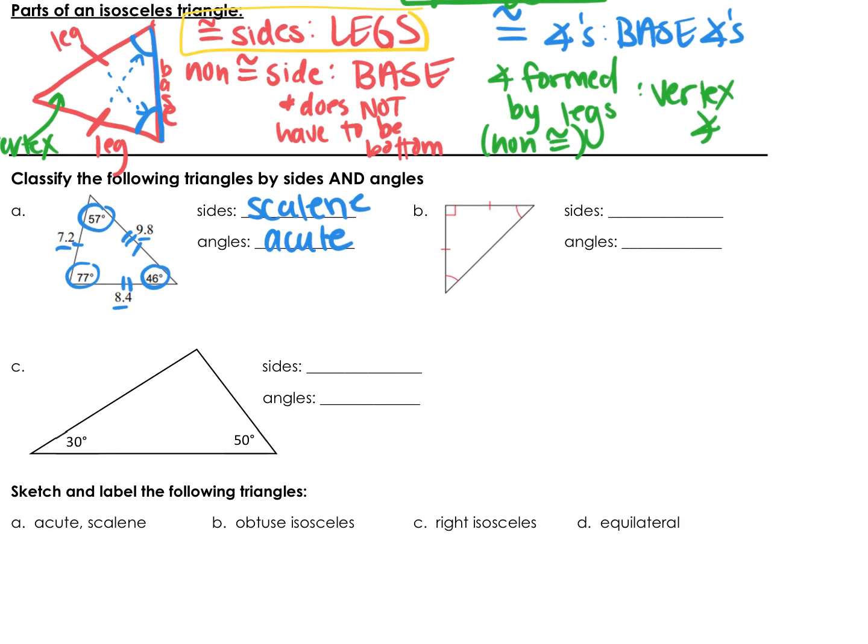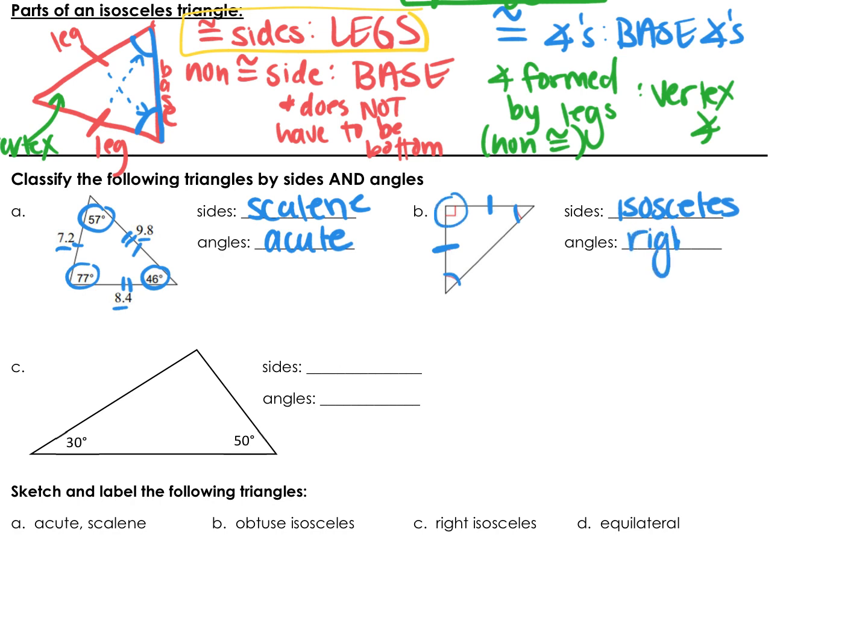Moving over to B, looking at the sides, I have two of them marked congruent. Those two marked congruent, along with their congruent angles here, makes this isosceles. And then more specifically, we do have a 90-degree angle there. So this is a right isosceles triangle. And if you think about it, that would mean that both of these need to be the same measure. So if that's 90, we have 90 left over. Each of these is 45 degrees.